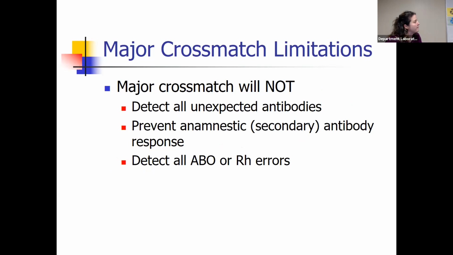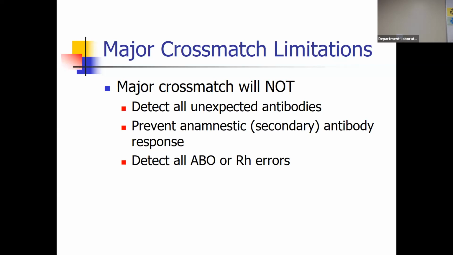So some limitations to the major crossmatch, and again, major crossmatch is donor red cells mixed with patient plasma. The major crossmatch will not detect all unexpected antibodies, okay? So it's possible that maybe your patient had a positive IAT and the unit that you grabbed for crossmatch happens to be antigen negative, all right? So then you're going to get a negative reaction in your crossmatch, so you won't pick up any unexpected alloantibodies there.